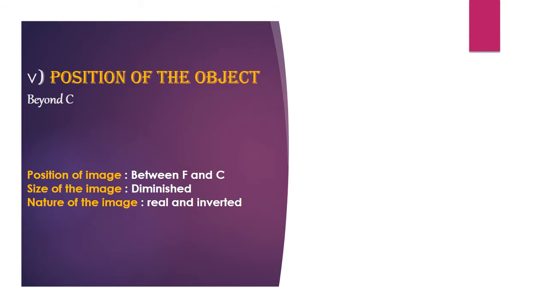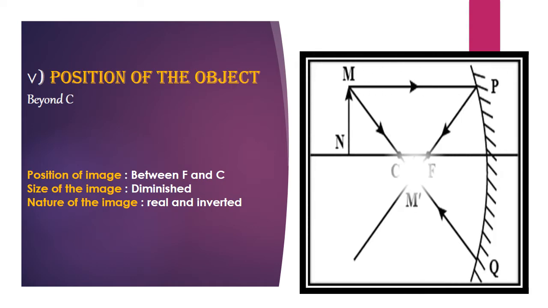Next, the object is kept beyond C, that is beyond the center of curvature. So the image will be obtained between F and C. The size of the image will be diminished, that is of small size, than the object. Nature of the image will be real and inverted. Now let us just understand how to draw the ray diagram through the video.